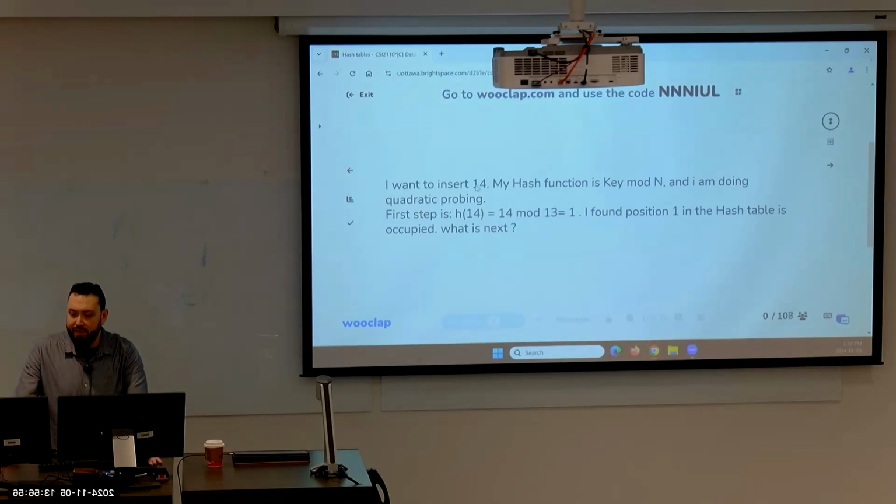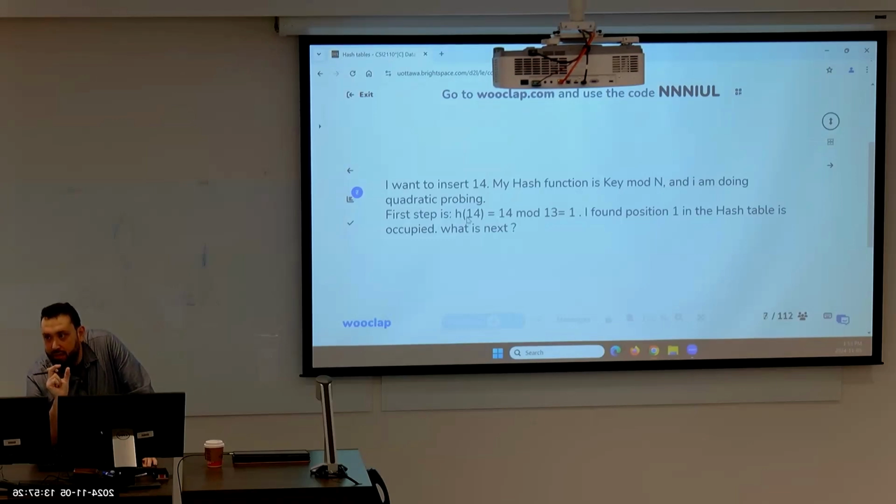Okay, I have this question. I want to insert 14. My hash function is key mod n, where n is the length of the table, and I'm doing quadratic probing. My first step is H(14) equals 14 mod 13, which equals 1. I found position 1 in the hash table is occupied. What is the next step?